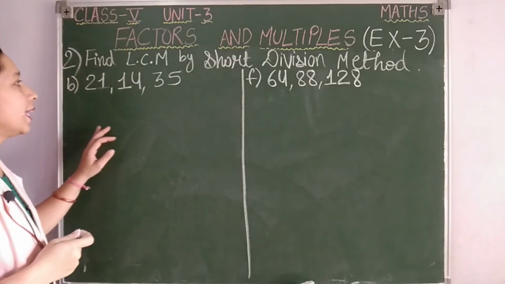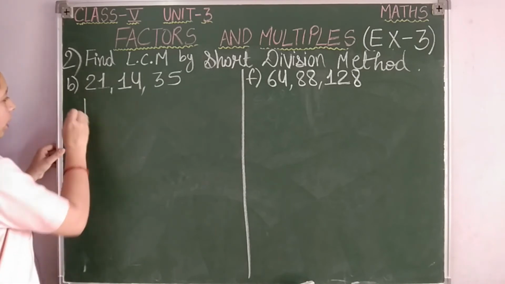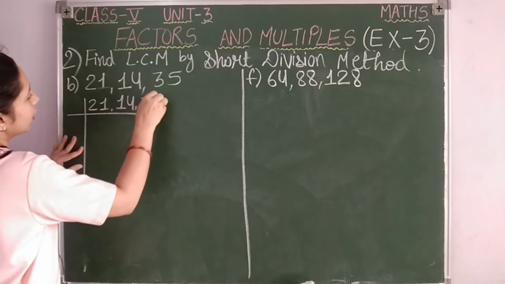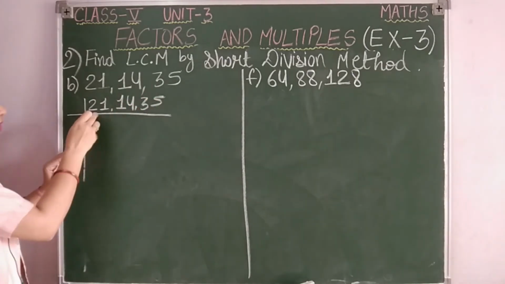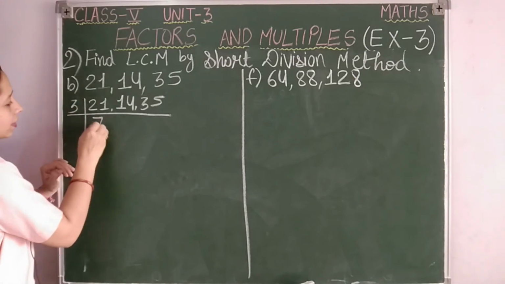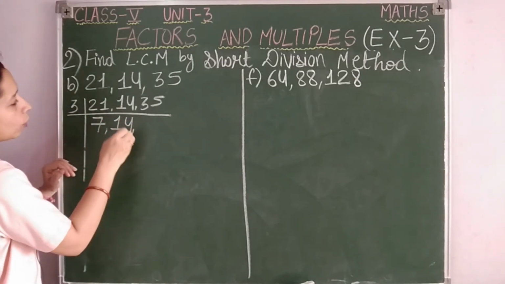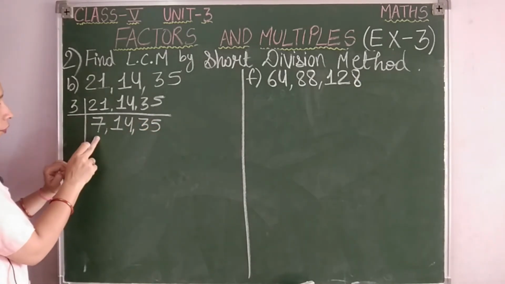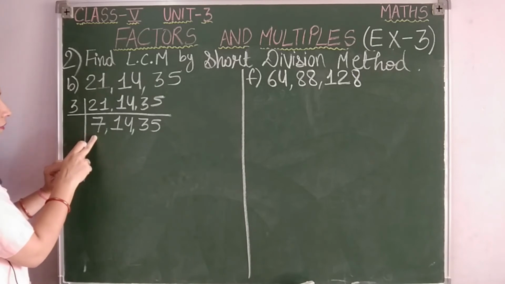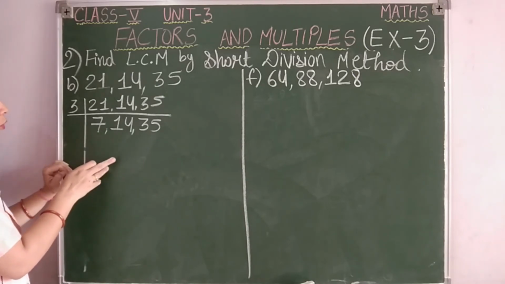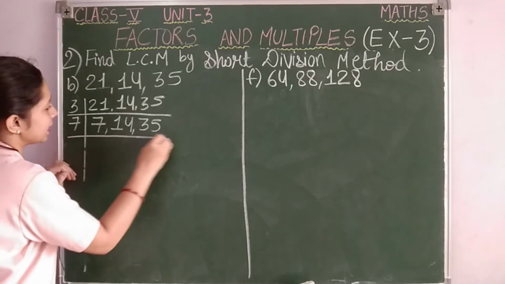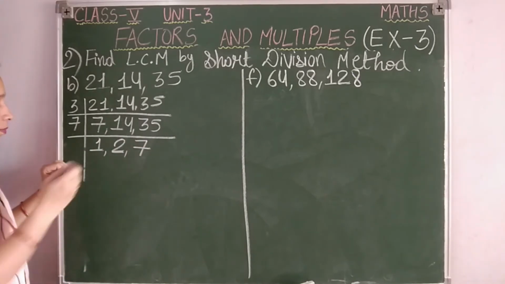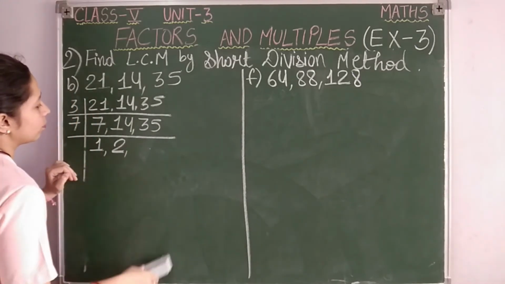So students, 21, 14 and 35. I will begin with the first number, 21. 21 is divisible by 3. 3 7s are 21. 14 is not divisible, simply copy. 35 is also not divisible by 3, simply copy. Then see, the first number is 7. No problem, take 7. 7 1s are 7, 7 2s are 14, 7 5s are 35.